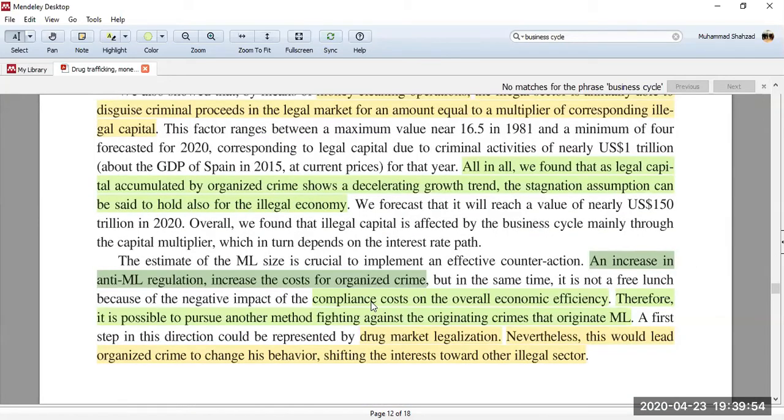That maybe we can legalize the drug markets. In other terms, they're talking about the use of marijuana or cocaine or morphine. They are giving a direction that because of the declining trend of the illegal market and its effect on the economy, we can legalize the drug market.